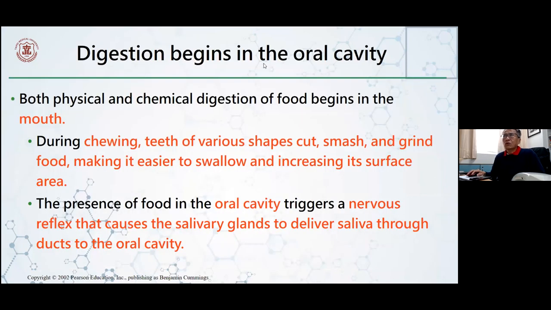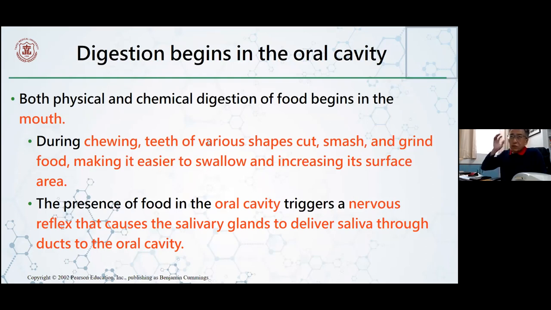So we can see the wording here. The digestion begins in the oral cavity. Both physical and chemical digestion of the food begin in the mouth. In the mouth, the food will be chewed, and the teeth cut and smash the food into small pieces, which is easier to swallow.